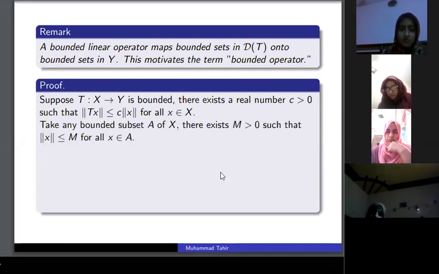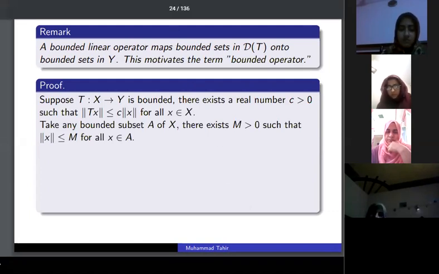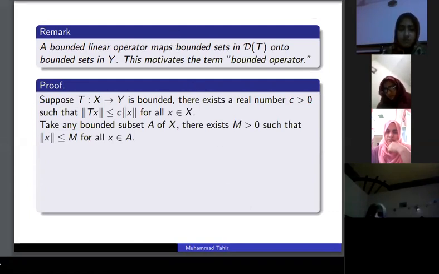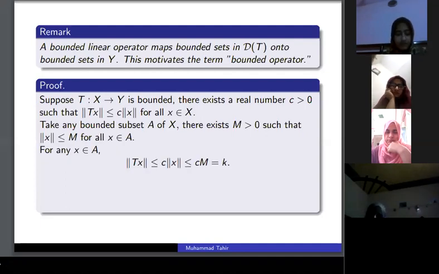Take any bounded subset A of X, and we prove that T of A is also bounded. Suppose A is any bounded subset of X. By definition of a bounded set, there exists a positive real number M such that norm x is less than or equal to M for every x in A. And now for any x in A, norm Tx, because T is bounded, is less than or equal to C norm x, and because A is bounded, C norm x is less than or equal to C times M, because norm x is less than or equal to M.